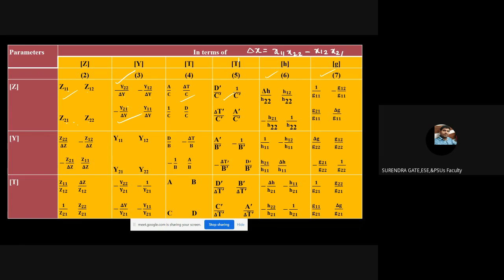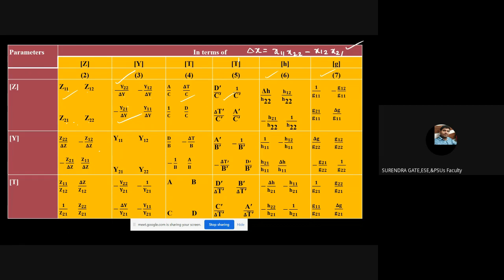For example, what is the delta H? Delta H equal to H11 into H22 minus H12 into H21. Clear, friends? What is the delta T? Delta T is AD minus BC. Understand? What is the delta G? Delta G equal to G11 into G22 minus G12 into G21. Like this is a generalized formula.